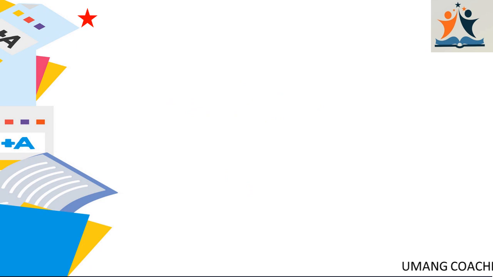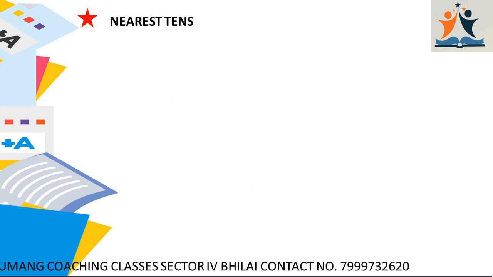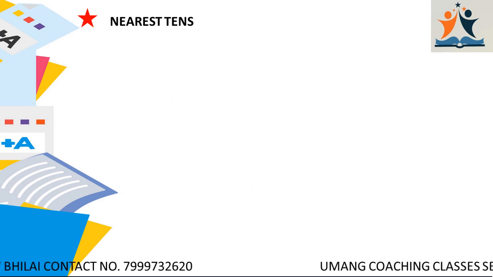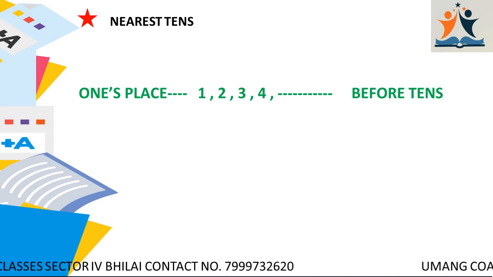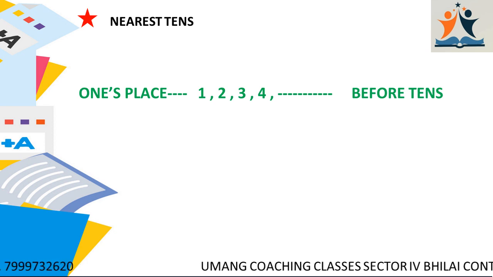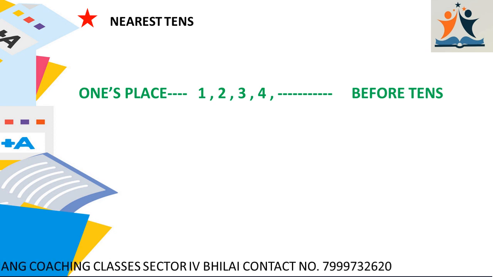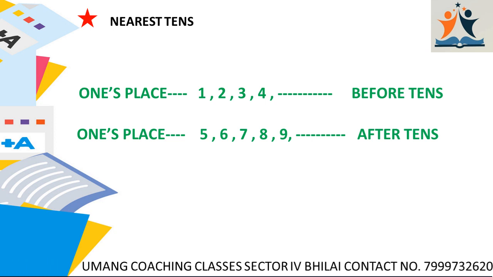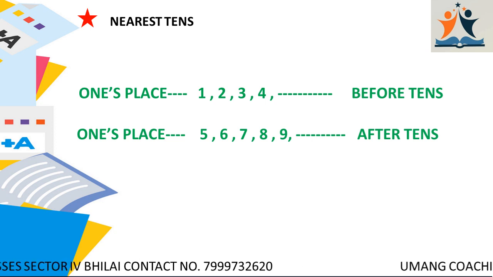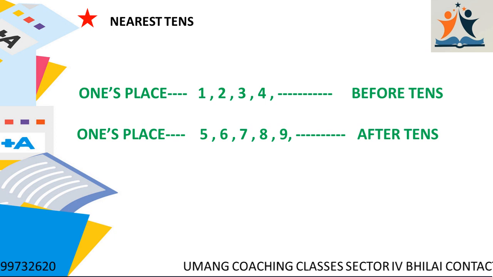So let's summarize the rounding off to tens. In rounding off to the nearest tens, what do we need to see? We need to see the ones place. If the ones place has 1, 2, 3, 4, then we'll take the before tens. And if the ones place has 5, 6, 7, 8 or 9, then we'll take the after tens.